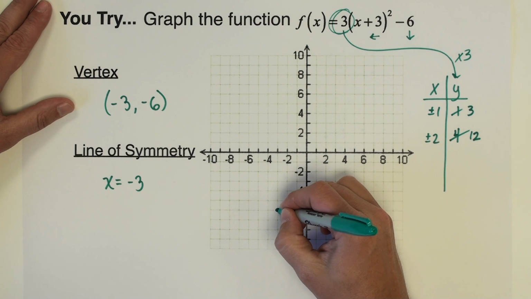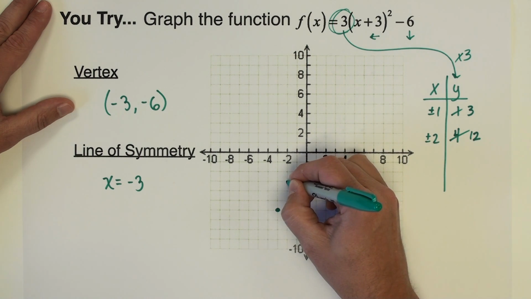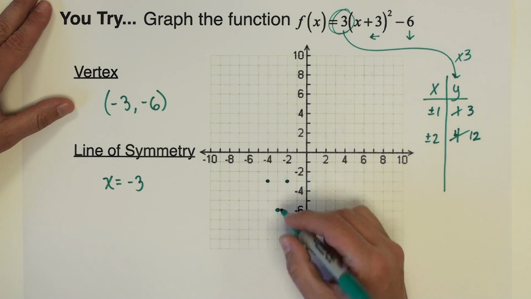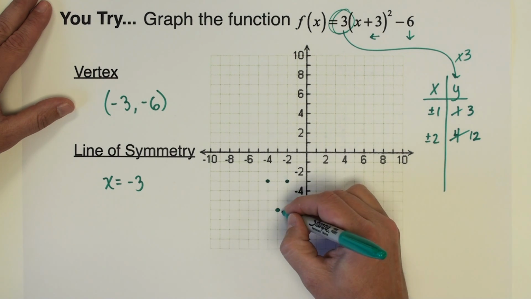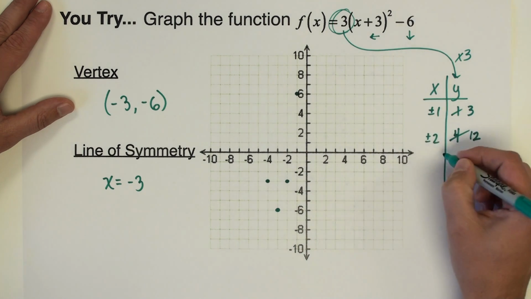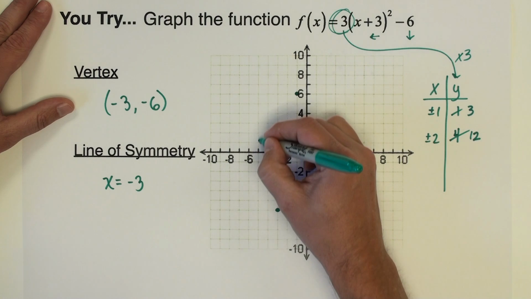So from the vertex, 1 goes up 3 and -1 goes up 3. And then 2 goes up 12. So 1, 2, up 12. And then left 2, up 12.